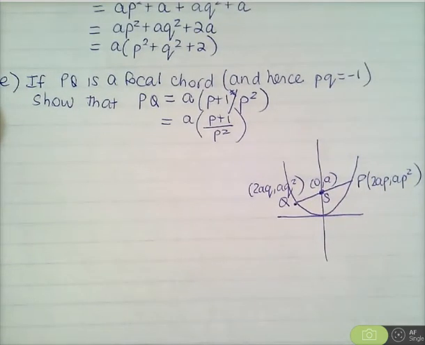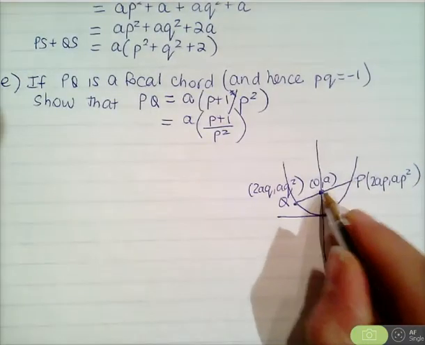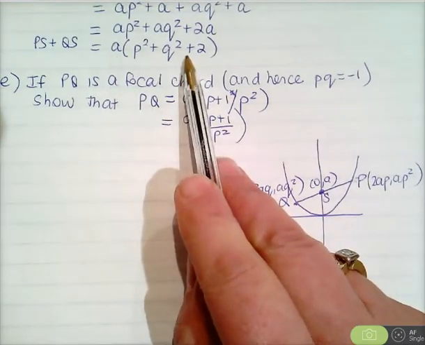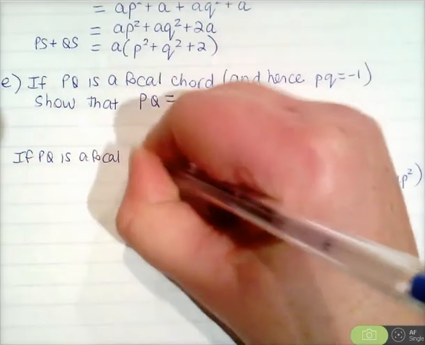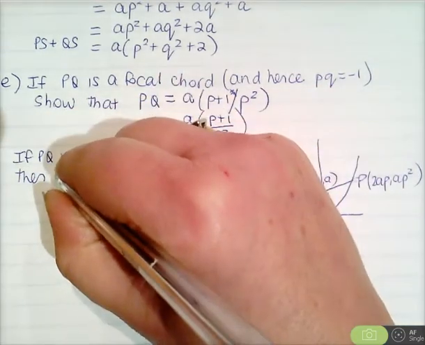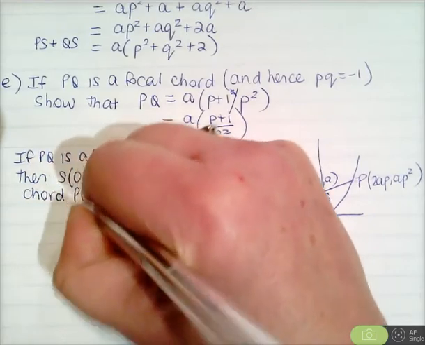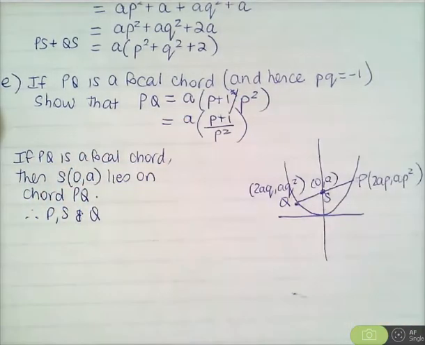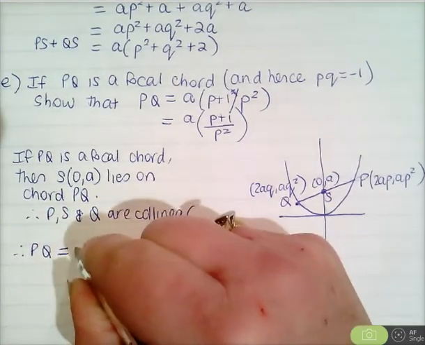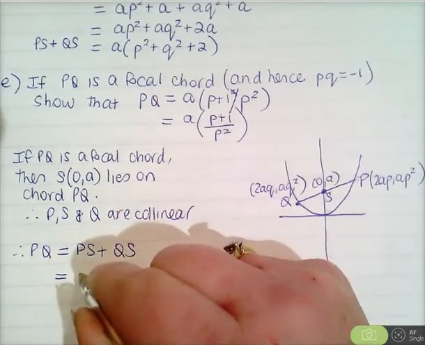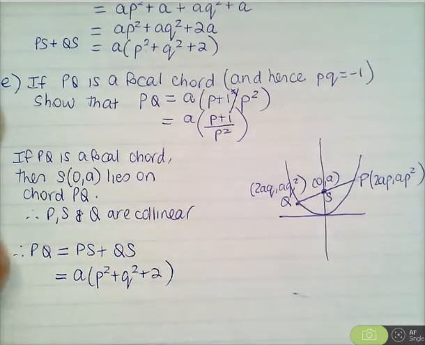Now, what we did in part D was we worked out that PS plus QS was this distance here. But if now we're told that PQ is a focal chord, then the point S, (0, a), lies on the chord PQ, and therefore P, S, and Q are collinear. In other words, they lie in a straight line. So the length of PQ will be equal to the length of PS plus QS, which is what we worked out in part D. So it'll be a bracket p squared plus q squared plus 2. So that's what the length of PQ is.